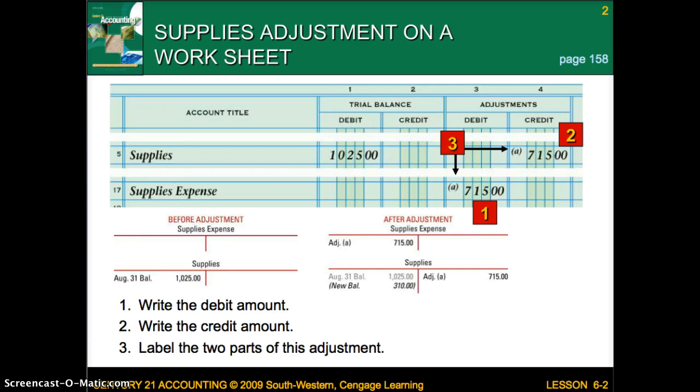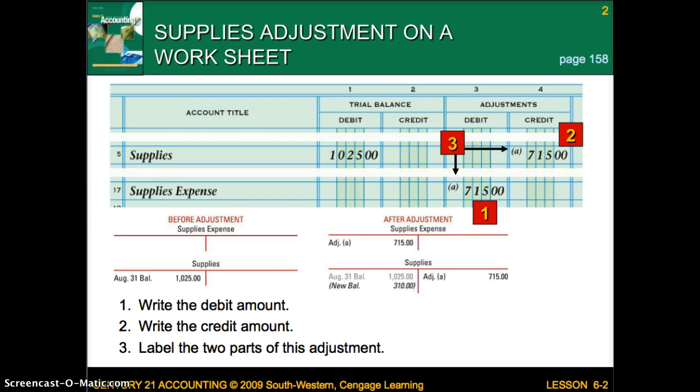If you look on page 157, it says, changes recorded on a worksheet to update general ledger accounts at the end of the fiscal period are called adjustments. The assets of a business, such as supplies and prepaid insurance, are used to earn revenue. The portions of the assets consumed in order to earn revenue become expenses of the business. The portions consumed are no longer assets but are now expenses. Therefore, adjustments must be made to both the asset and expense accounts for supplies and insurance.